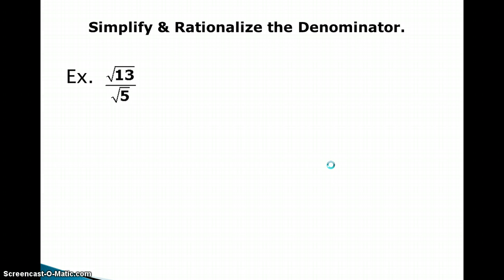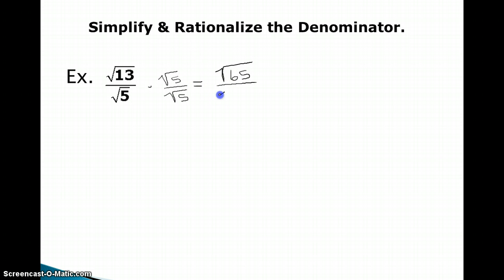Let's look at another one here. We have the square root of 13 divided by the square root of 5. Again, the square root of 5 in that denominator we need to rationalize. So we'll multiply by a form of 1, taking the square root of 5 over the square root of 5. So when I multiply the square root of 13 times the square root of 5, I get the square root of 65. The factors of 65 are prime, 5 and 13, so I can't simplify further.